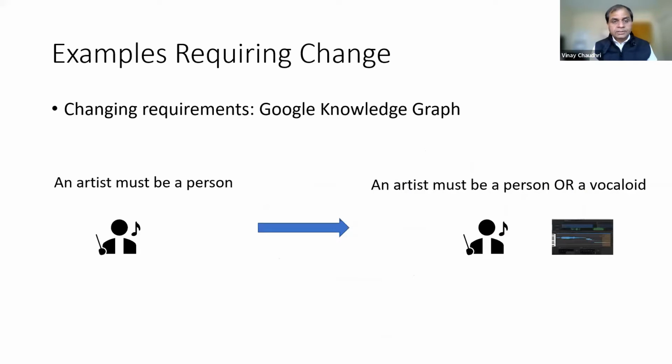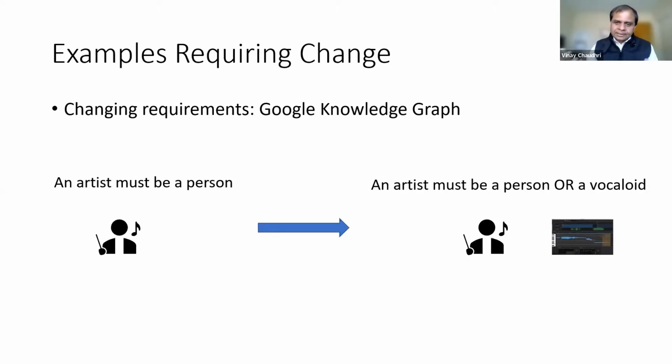Then there are changing requirements. And this is the example that Hector gave in his presentation last year. So in the Google Knowledge Graph, at one point, they had this constraint that an artist must always be a person. And then they started seeing examples in their data feed where people were specifying a Vocaloid as an artist. Vocaloid, if you don't know, is actually a computer program. And these days, computer programs could produce music. And in those cases, people would say that the artist is a Vocaloid.